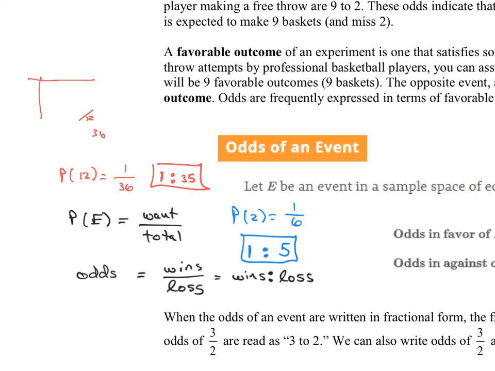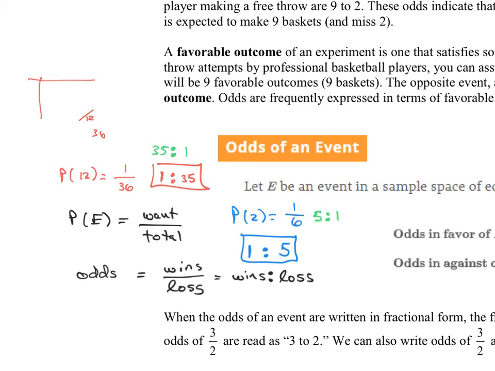So what I have shown you is called odds in favor. We could do odds against. Odds against are the exact same thing but backwards. There's 35 to 1 odds against getting a 12.